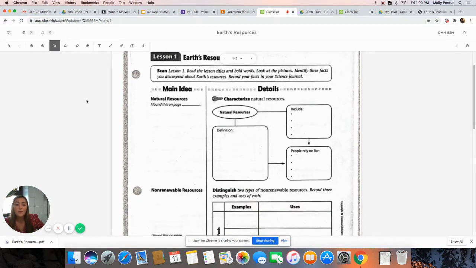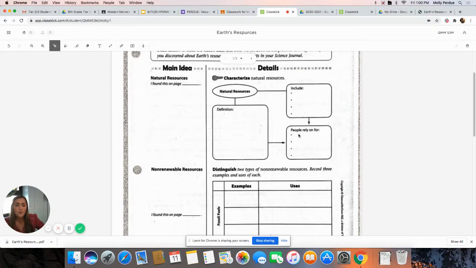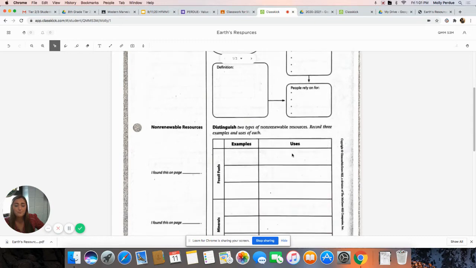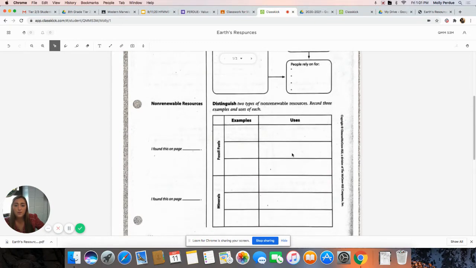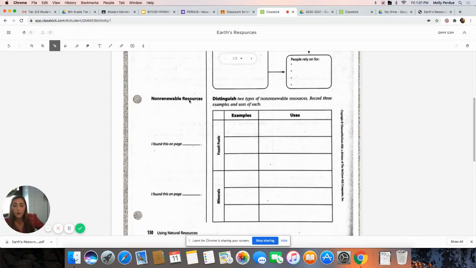So first thing that I always do when I open these is I take a look at what I need to do. So we're looking at natural resources. It looks like I'm going to have to define natural resources, give examples of natural resources, and then what we use natural resources for. So it looks like we're going to give 4 examples and then show 4 things that we use natural resources for. Next, we're going to come down here and it looks like we're looking at non-renewable resources. So we're going to give 3 examples of those fossil fuels, 3 examples of minerals, and then tell what they're used for.